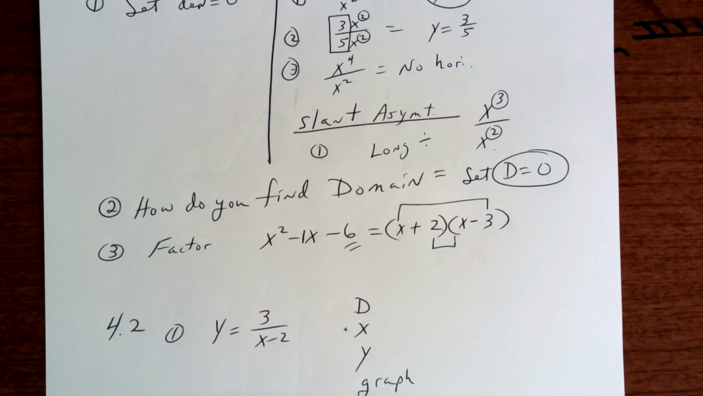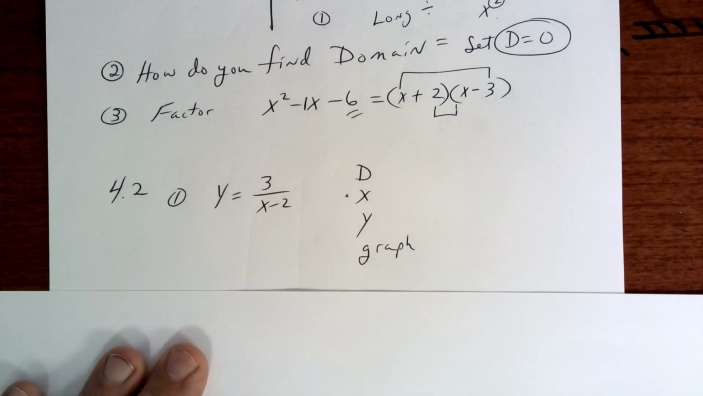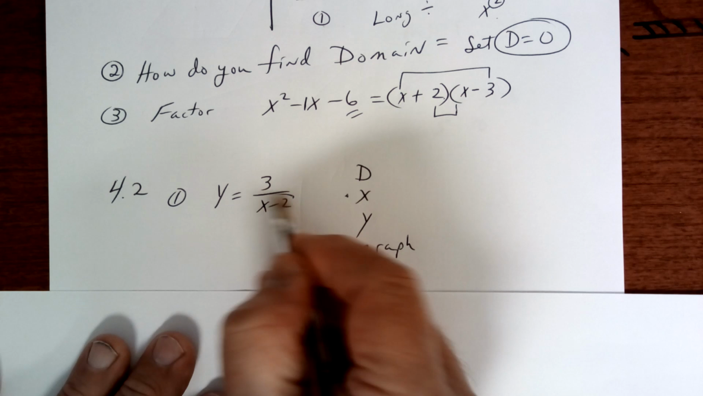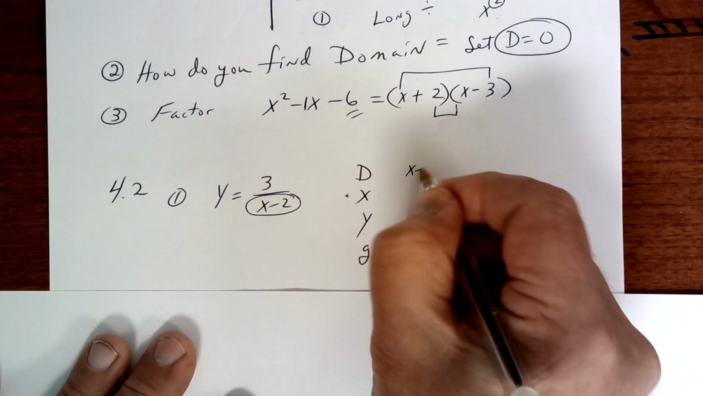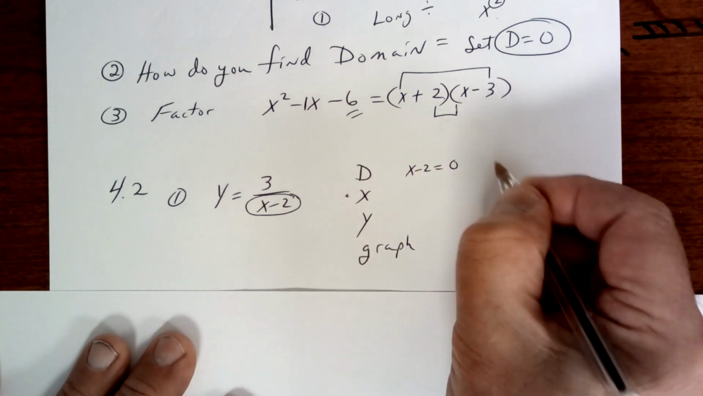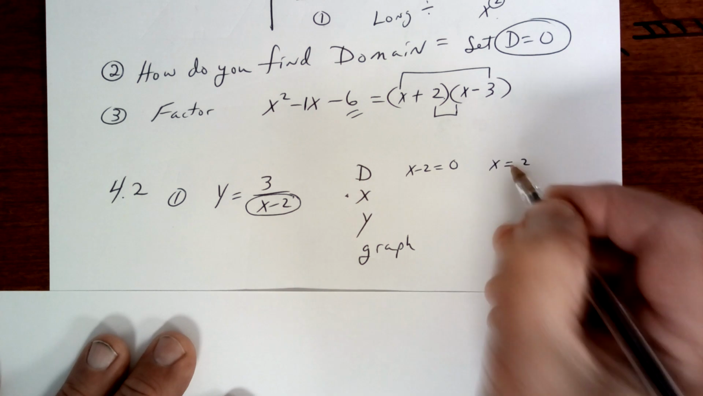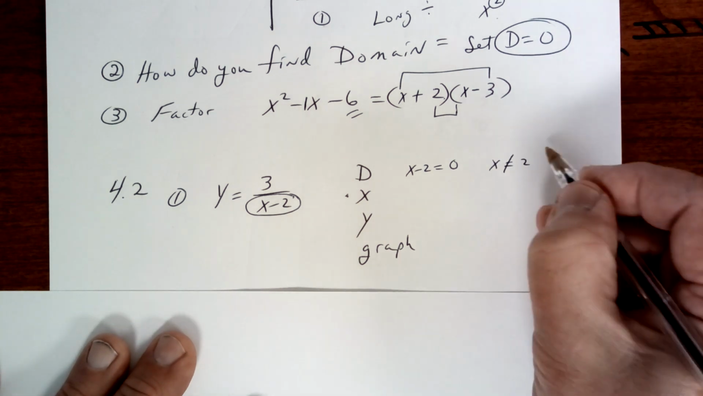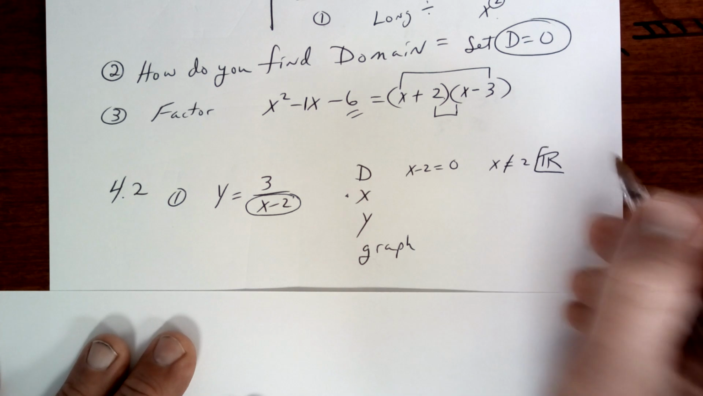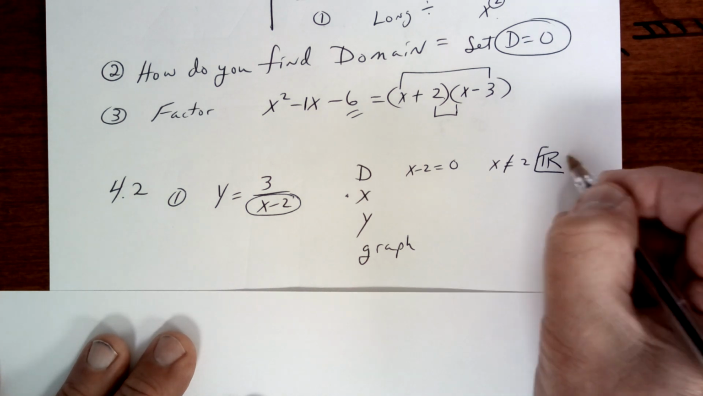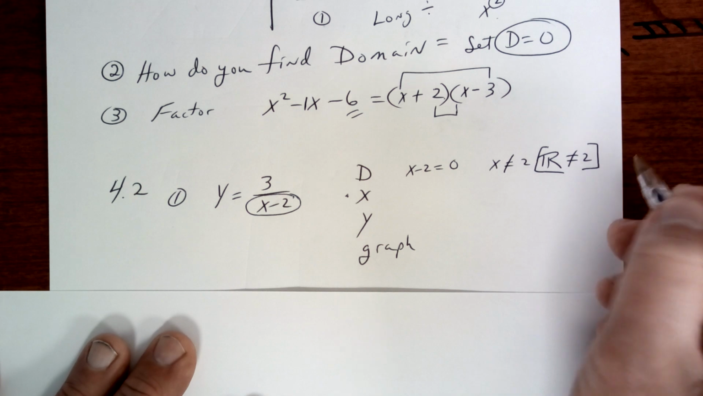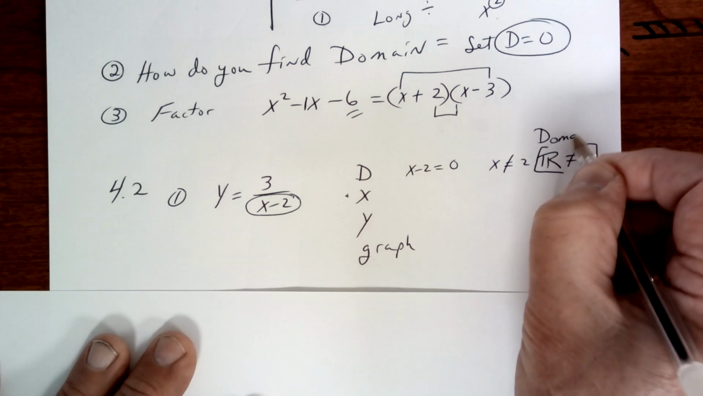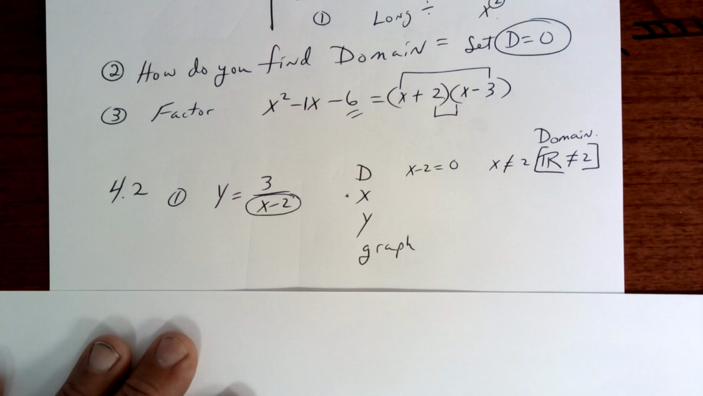All right, now we're moving on to 4.2. Copy this one down right here. All right, so let's see what's going on here. The domain, you're going to set the denominator equal to 0. So x minus 2 equals 0. Therefore, x equals 2. And you can't have it equal 2. So the domain will be all real numbers, everything, but not 2. That's your domain. Those are x values that are allowed.